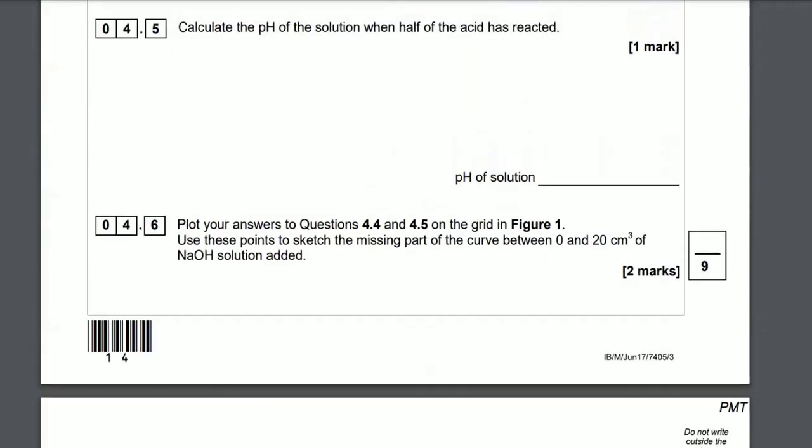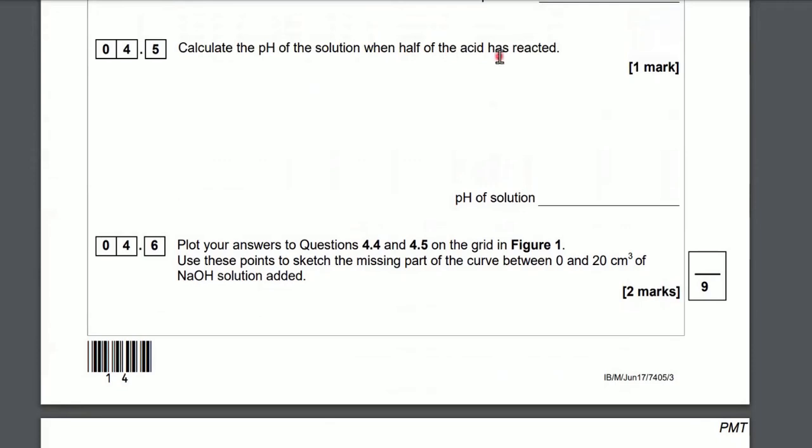Right. Let's move on, get this into focus. 4.5, calculate the pH of the solution when half of the acid has reacted. You need to know this rule off by heart. If you don't know it, this is a great chance for you to lock this away into your knowledge, write it on a revision card and revise it. If you don't know it by now, the exams are coming up. So get this locked in.